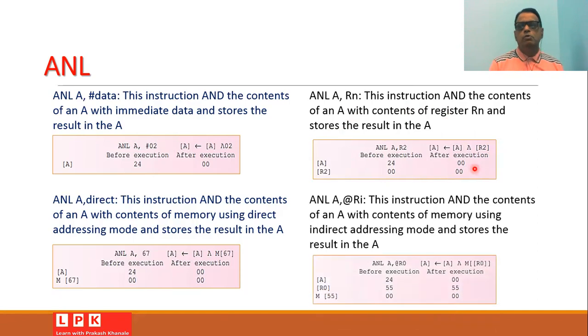Also, it is possible to AND the content of the accumulator with the content of memory using the indirect addressing mode. In this case also, the result will be stored in the accumulator. For example, if we write the instruction ANL A, @R0, and if A is equal to 24 and R0 is equal to 55, where the content of memory location 55 is 00, then after the execution of this instruction, we will get the result in the accumulator equal to 00.